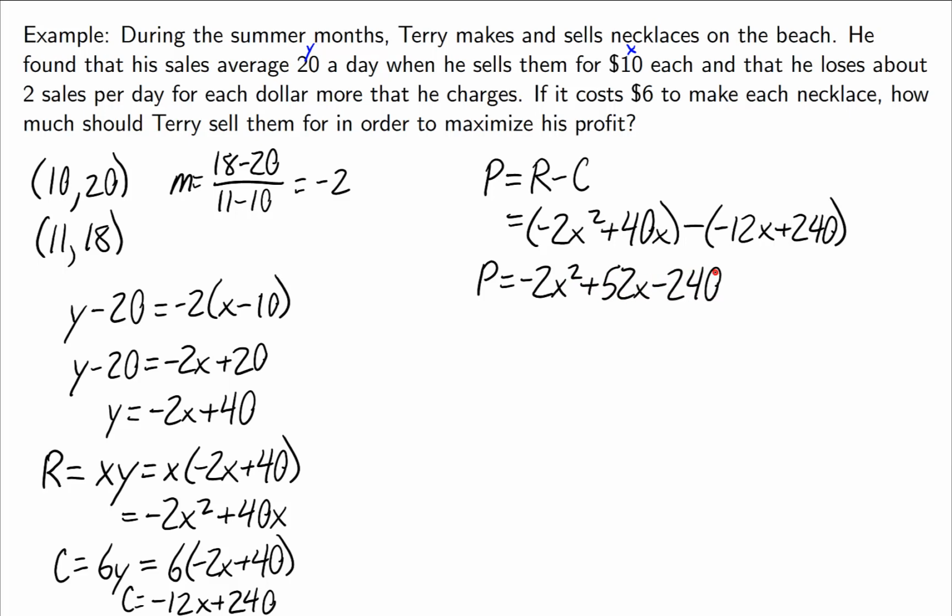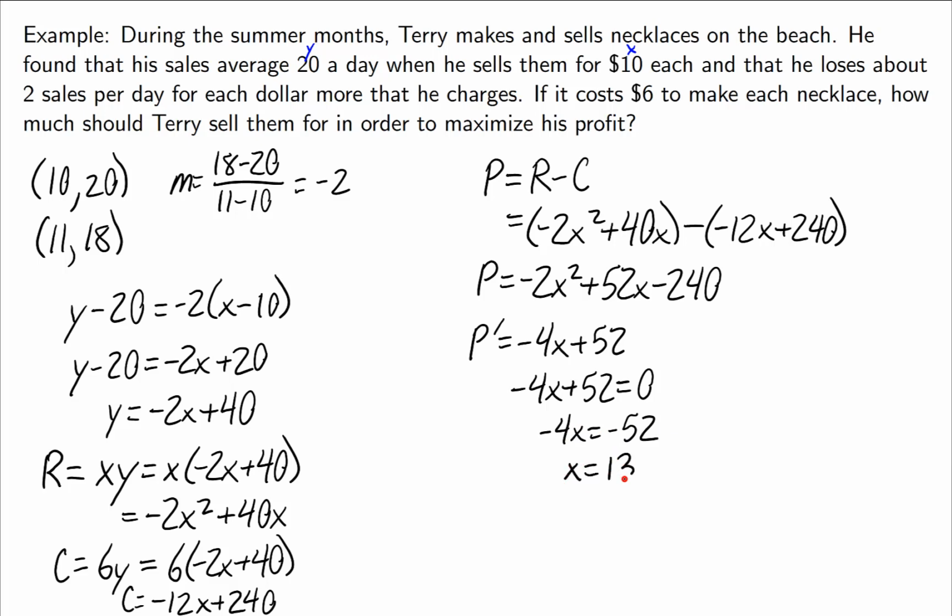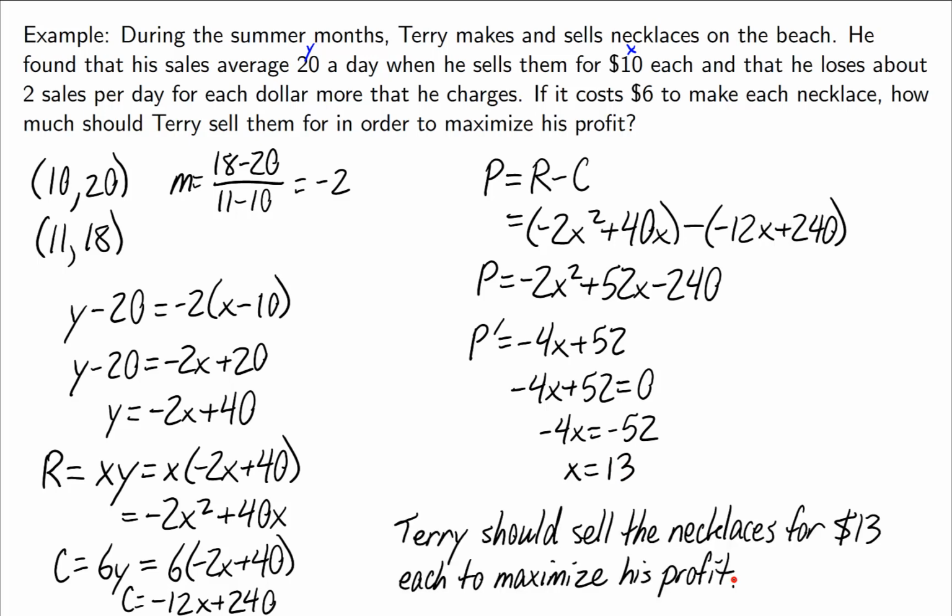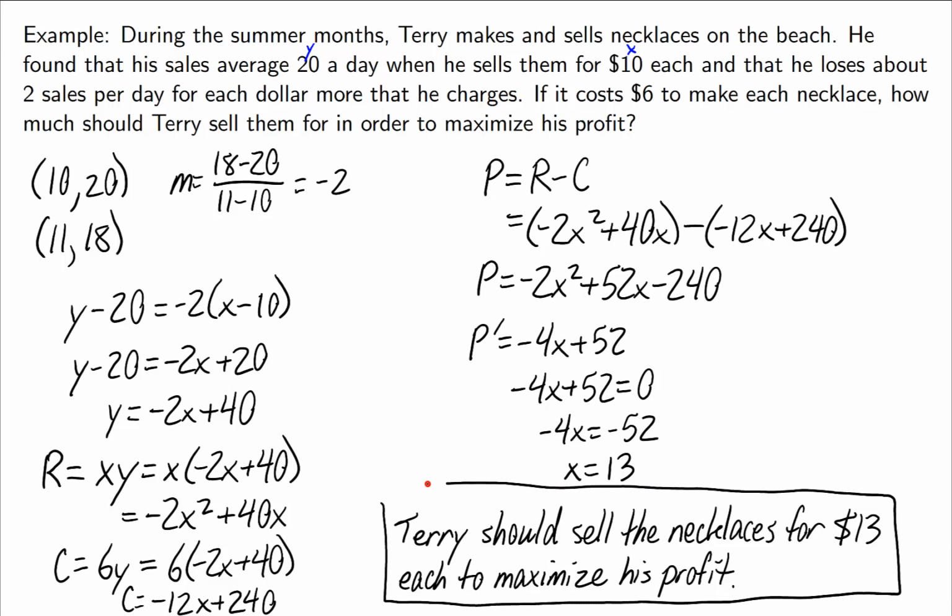Same as usual, let's take the derivative and set it equal to 0. The derivative would be -4x + 52. So if I set that equal to 0, I can subtract 52 from both sides to get -4x = -52. Divide by -4 and get x = 13. That is the value that I wanted. Terry should sell the necklaces for $13 each to maximize his profit.